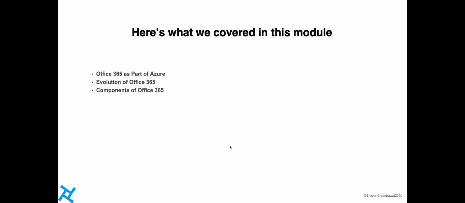Alright, so here is what we covered in this module. We understood Office 365 as part of Azure. I told you the evolution of Office 365, how BPOS came into play, and then how Office 365 came in, and then how Lync got upgraded to Skype for Business, and now Skype for Business is getting retired for Teams. Then we discussed the various components in Office 365, the various offerings of Office 365 and how you are related to them, and then the offerings which we are going to study in this training.